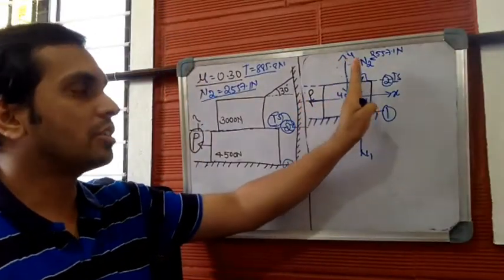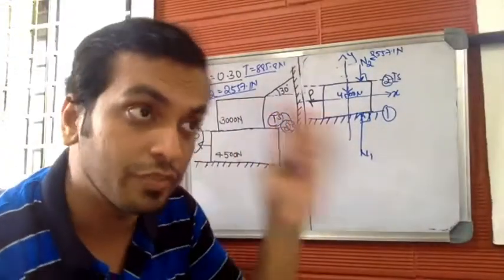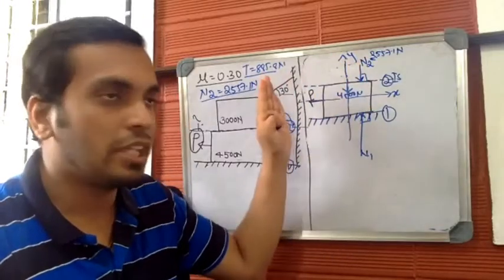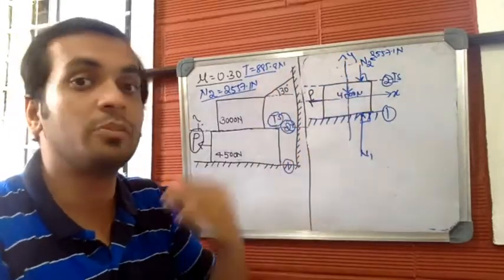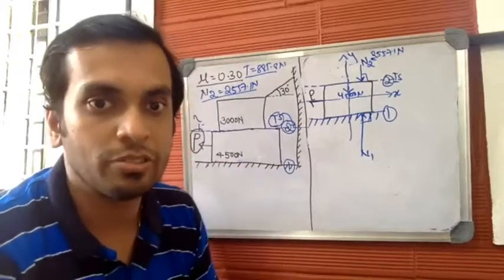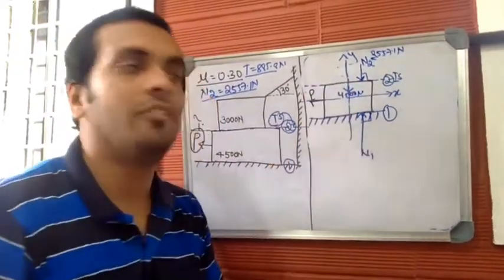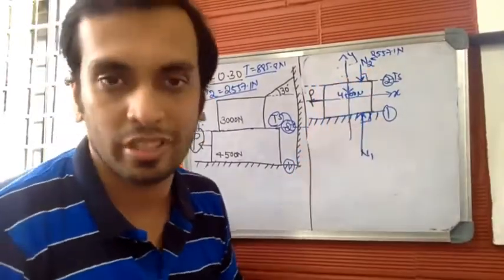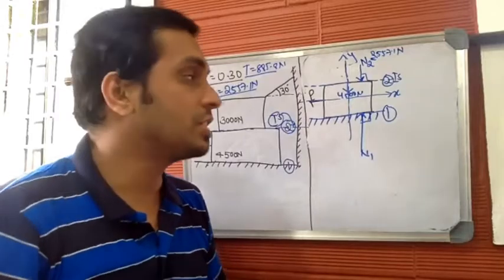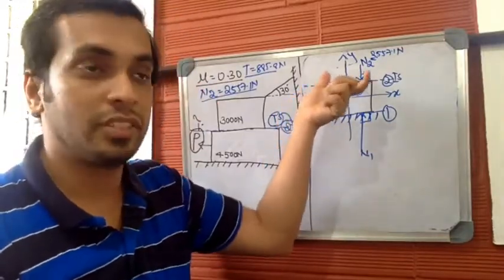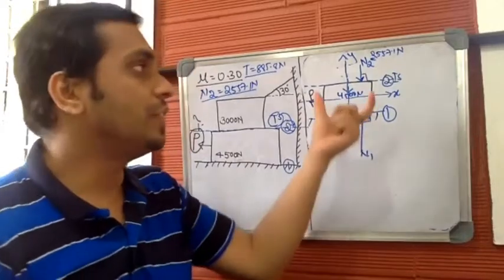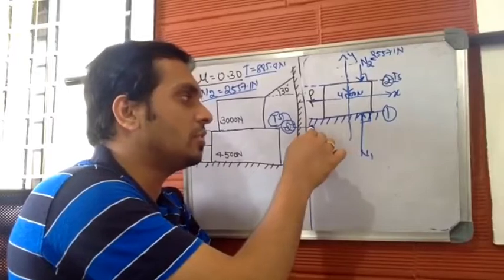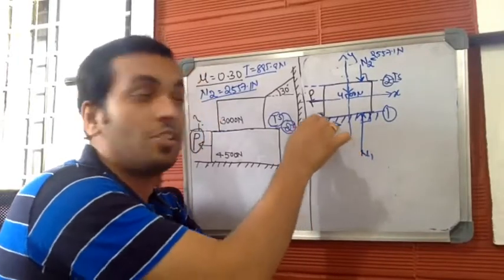Now, the body moves horizontally to the left. Now it's time to mark the friction resistance, which is very important. When the body moves horizontally to the left, friction resistance will be acting horizontally to the right. Both the surfaces will offer friction resistance because this lower body is in contact with the upper surface as well as the lower surface. So when you move this lower body horizontally to the left, the friction resistance offered by the lower surface will be acting horizontally to the right and it should be tangential to the surface.